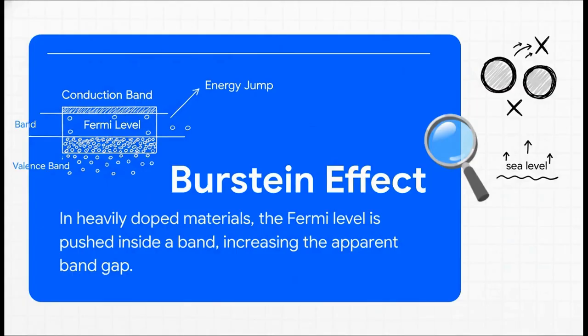Basically, we've added so many extra electrons that our Fermi level has risen so high that it's now inside the conduction band itself. The whole bottom of the conduction band is completely flooded with electrons. And because of a fundamental rule in quantum mechanics, the Pauli exclusion principle, which says no two electrons can be in the exact same state, any new electron that wants to get excited has to find an empty spot way, way up above the Fermi level. This makes the energy jump, the apparent band gap, look much, much bigger.